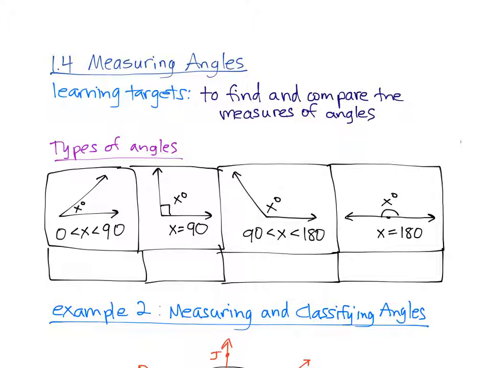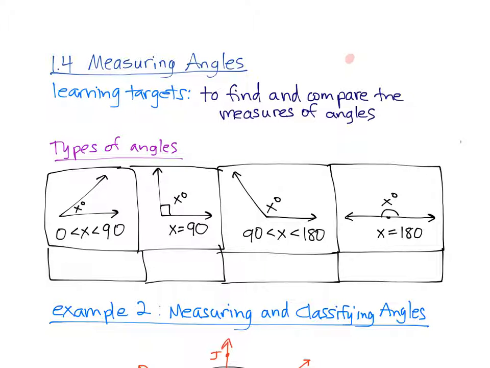This is the video lesson for Geometry Section 1.4, Measuring Angles. In this lesson, we're going to find and compare measures of angles. So an angle is basically two rays that have the same endpoint. They call that endpoint a vertex.